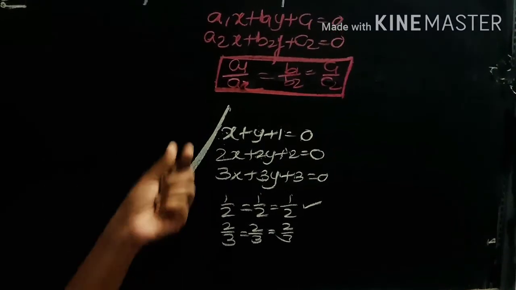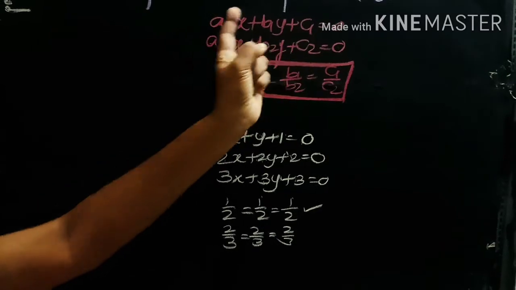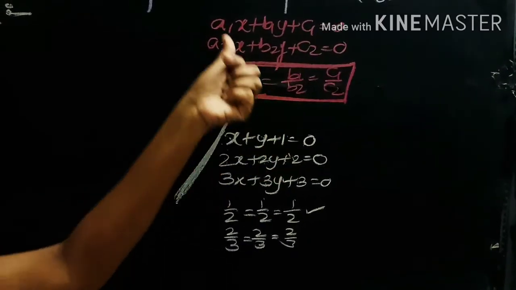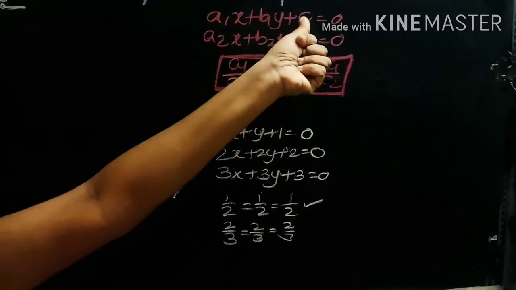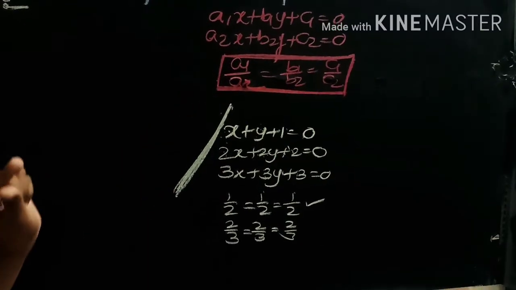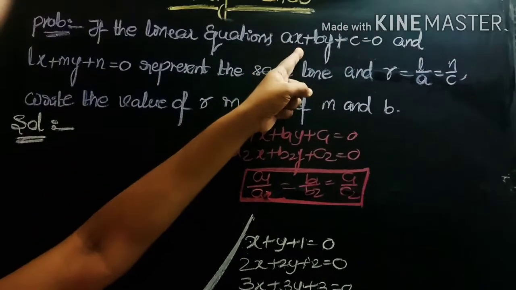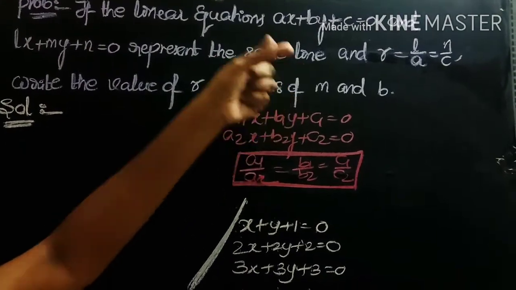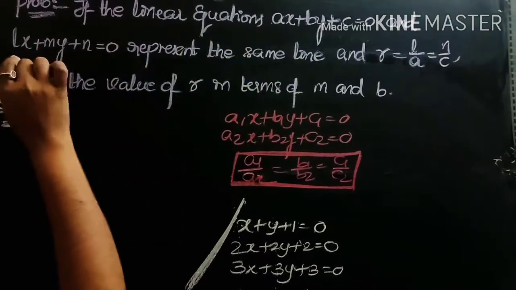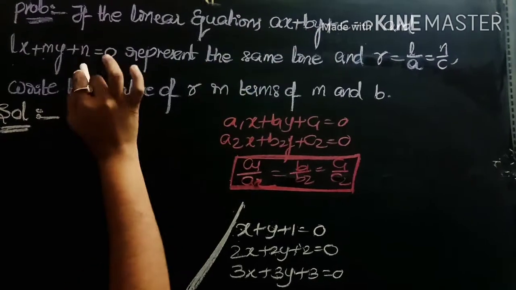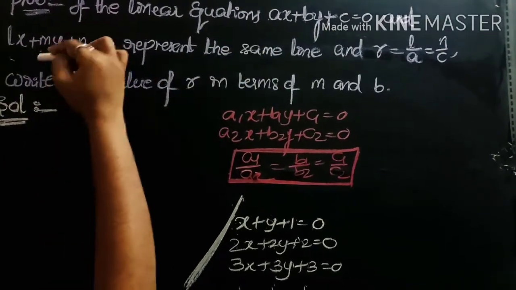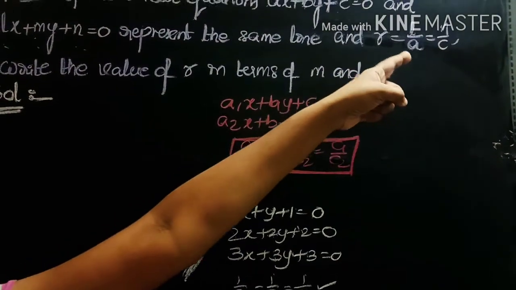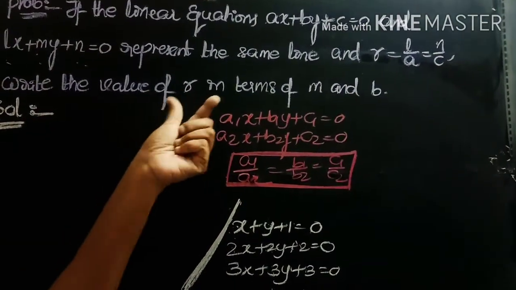By applying that condition, a1x plus b1y plus c1 is equal to 0 and a2x plus b2y plus c2 is equal to 0 represent the same line. Then the condition is a1 by a2 is equal to b1 by b2 is equal to c1 by c2. So here what is the given question? The linear equations ax plus by plus c is equal to 0 and lx plus my plus n is equal to 0 represent the same line. So what is the meaning? a by l is equal to b by m is equal to c by n, or l by a is equal to m by b is equal to n by c. And also given that r is equal to l by a is equal to n by c, then what is the value of r? That is the given question.